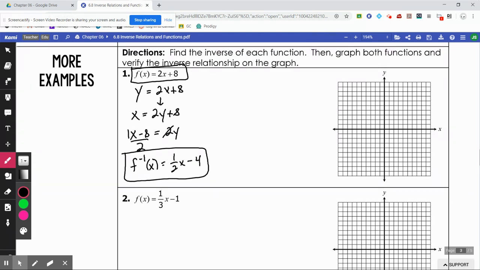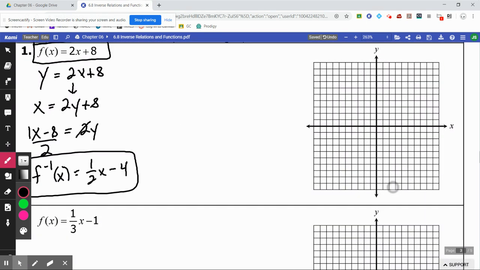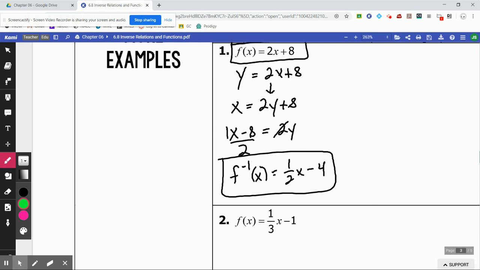They're linear, so we can actually just use y equals mx plus b to graph them. Let me zoom in, and let's get those two functions on your graph. Okay, here you see a picture of both functions. y equals 2x plus 8 is the green, y equals 1/2 x minus 4. And again, notice the mirror images. You have the point here, (-4, 0), and the point here is (0, -4). And you can actually do that with every point on the graph. It should be a perfect x-y swap for every single point.